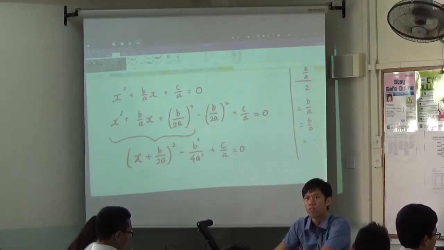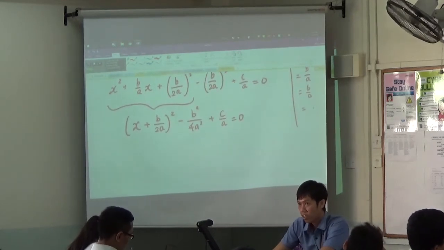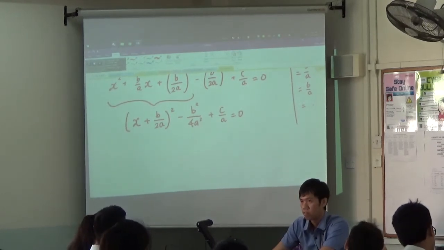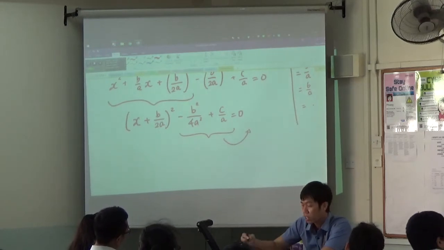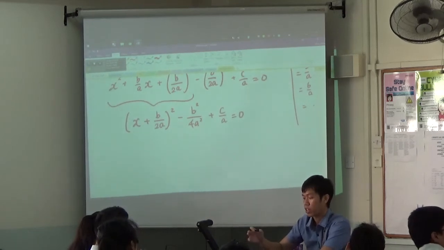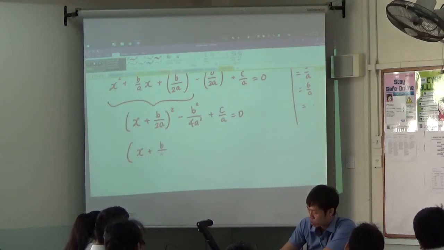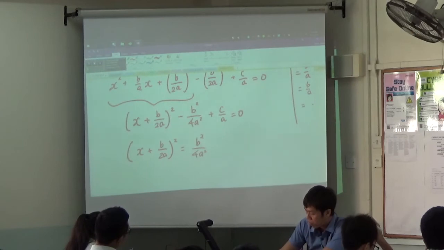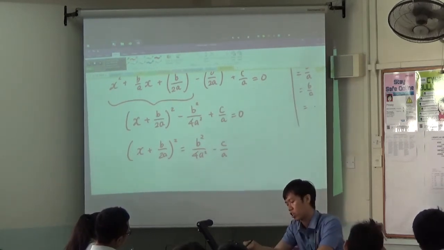Does it look like it is helping? Am I getting closer to x? What should I do next then, if I still want to solve for x? You mean bring this over here? So you mean we add b squared over 4a squared and subtract c over a on both sides? Okay, x plus b over 2a, squared, equals b squared over 4a squared minus c over a, am I right? I've got a fraction minus a fraction on the right hand side. What should I do?